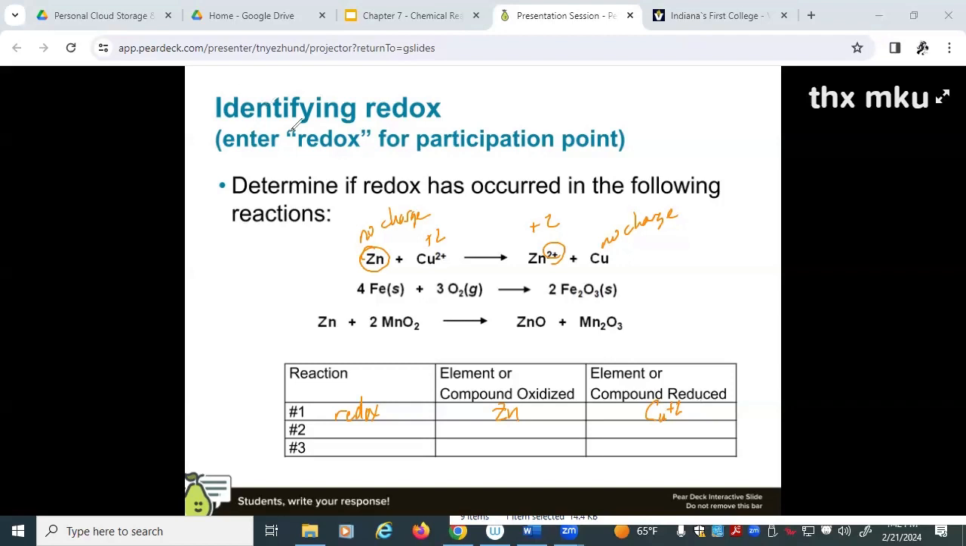All right, let's take a look at the second one. Let's go through the checklist. Is there something reacting with elemental oxygen here? Yeah, we've got iron reacting with elemental oxygen. This is redox.